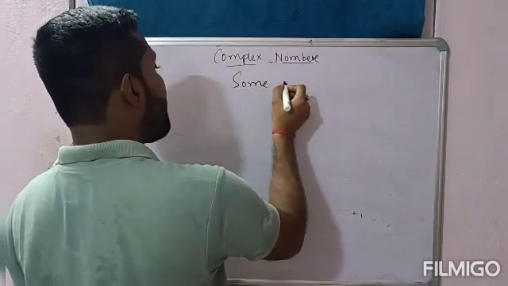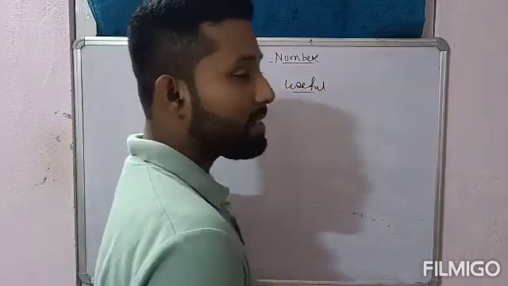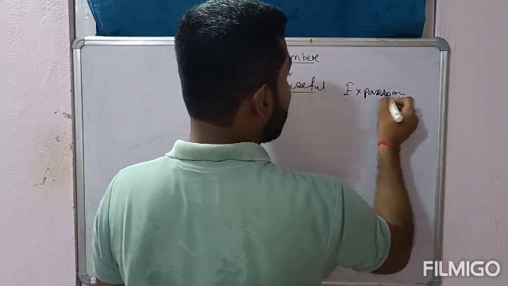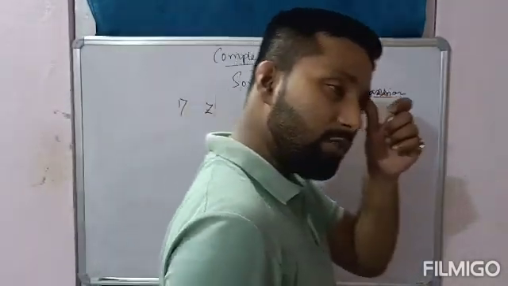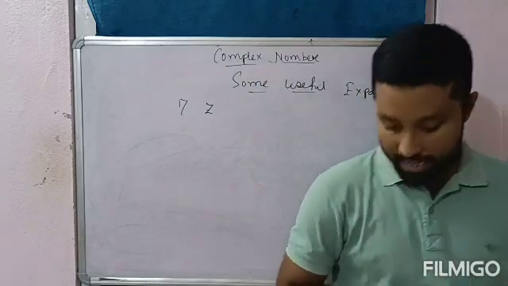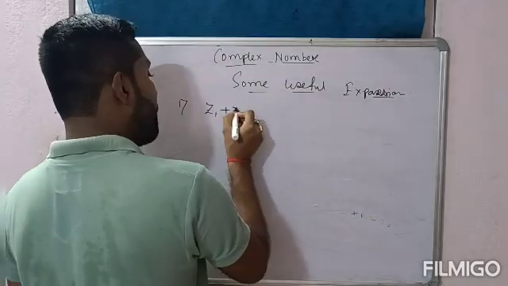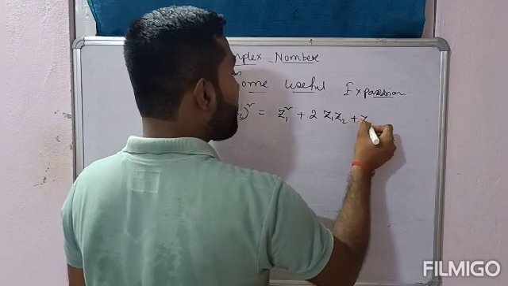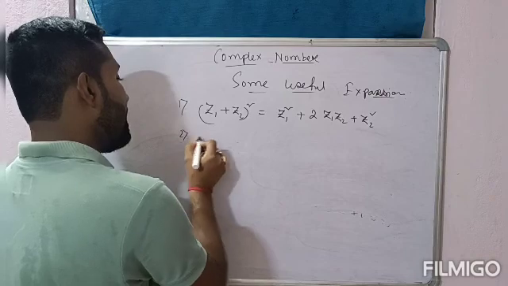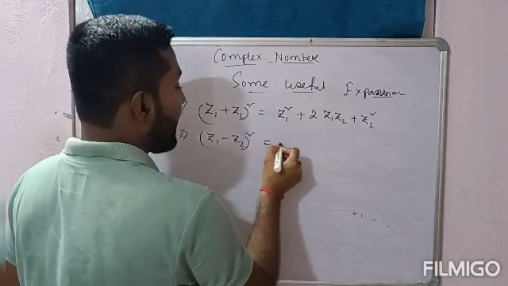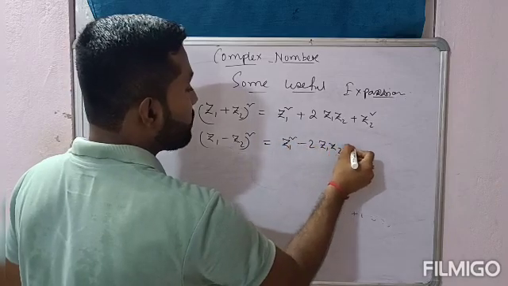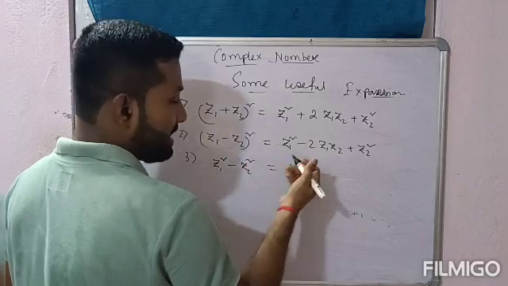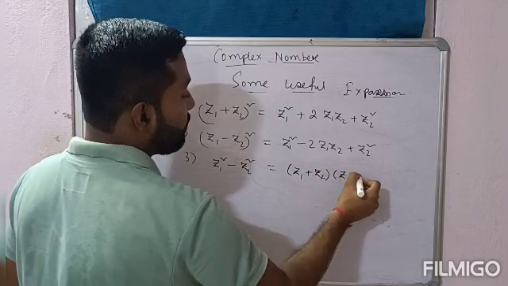Now I am going to discuss some useful expansions. Actually there is nothing much to discuss, these are just formulas, useful expansion results. Number 1, if z1 and z2 are any two complex numbers, then z1 plus z2 whole square is equal to z1 square plus 2 z1 into z2 plus z2 square. It is the same formula as a plus b whole square. Number 2, z1 minus z2 whole square can be written as z1 square minus 2 z1 into z2 plus z2 square. Number 3, z1 square minus z2 square, the same algebraic formula only, z1 plus z2 into z1 minus z2.